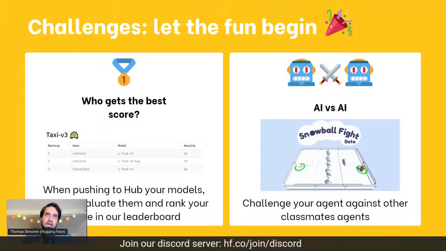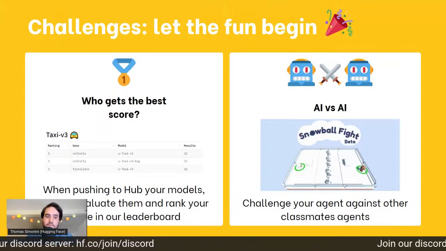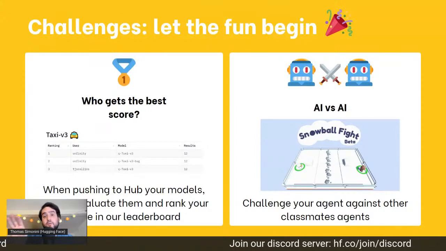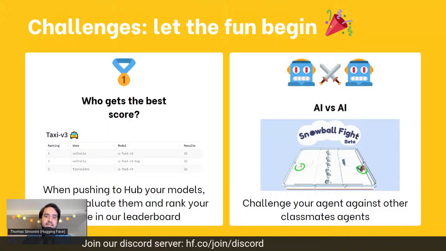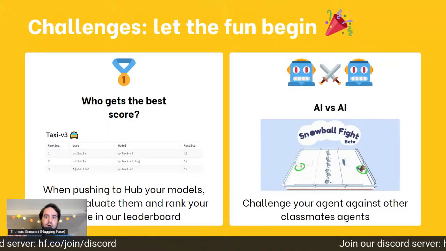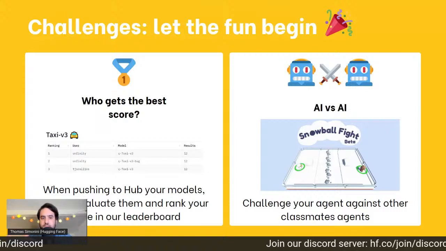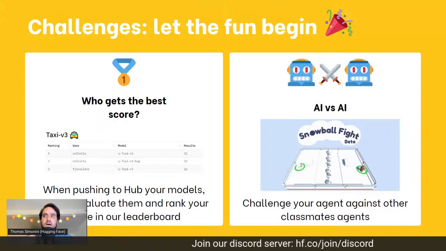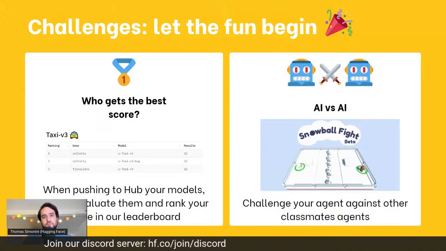So it's a challenge for fun, this one. You have a leaderboard where, when you push your model to the hub, we created a leaderboard where you can see what your rank is with your classmates. And what's nice is that if you click on another classmate, you can see the score. And what's nice with that is you can see the hyperparameters that were used so that you can improve your own agent.